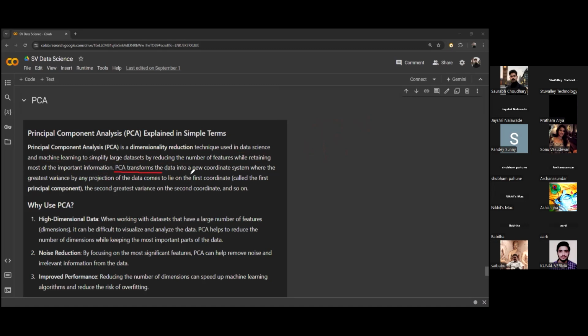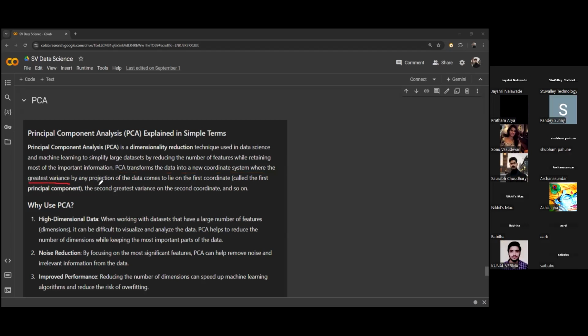PCA transforms the data into a new coordinate system where the greatest variance by any projection of the data comes to lie on the first coordinate, called the first principal component. The second greatest variance lies on the second coordinate, and so on.